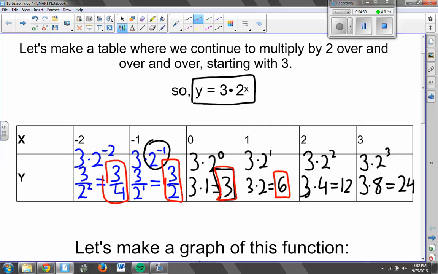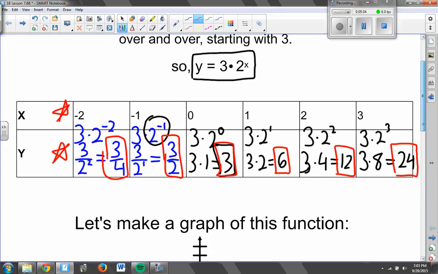All right? And we can see that we are getting bigger and bigger as we go to the right. And we are getting smaller and smaller, now dealing with fractions as we get into negative exponents, right? So our next job then is to graph this function. And the way we're going to graph this function is just by plotting these points, where these points up here are going to be our x values, these down here are going to be our y values.